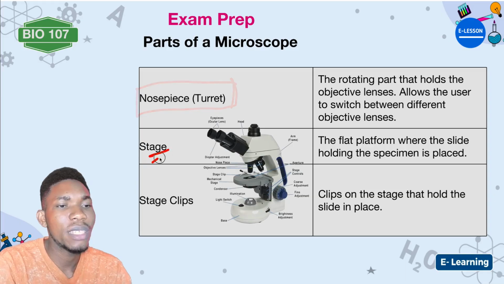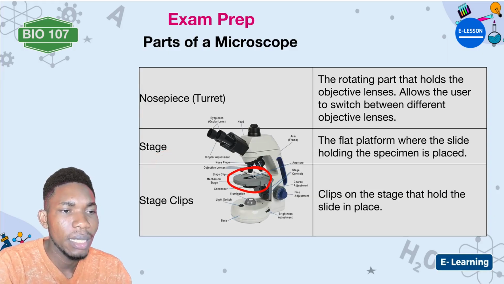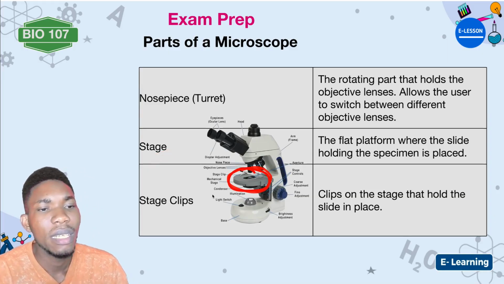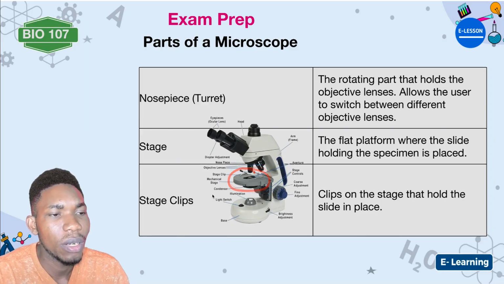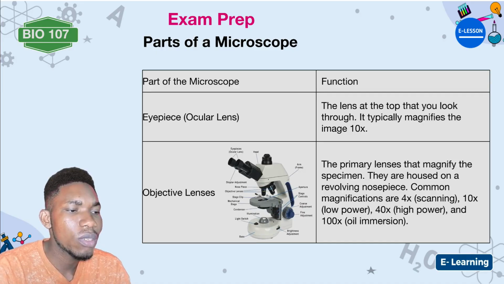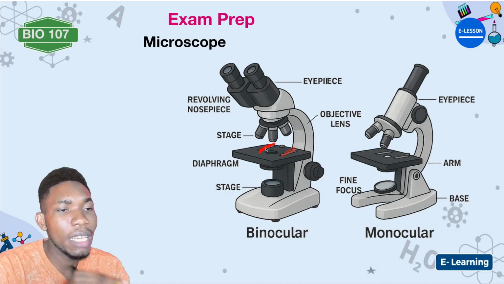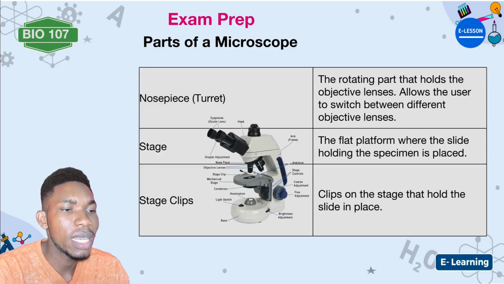Then, of course, we have the stage, the flat platform where the specimen is held. This place here is the what? Is your stage. All right? Then stage clips. Now, if you look at the stage, you will see something like a clip. Look at it. All these things you see here are clips that hold the slide in place to ensure that the slide does not move anyhow. Those ones are called the stage clips.